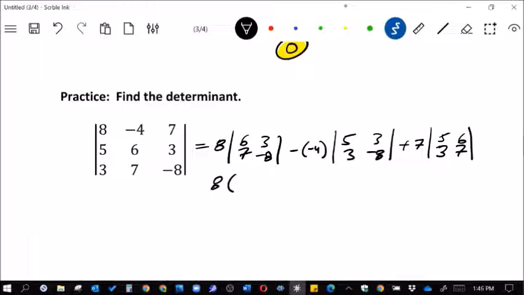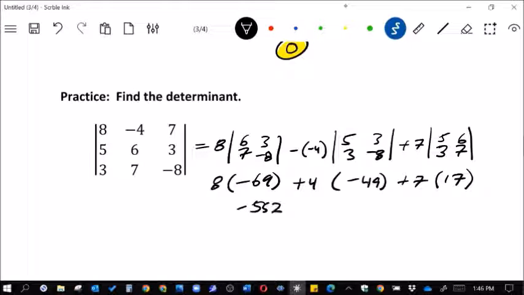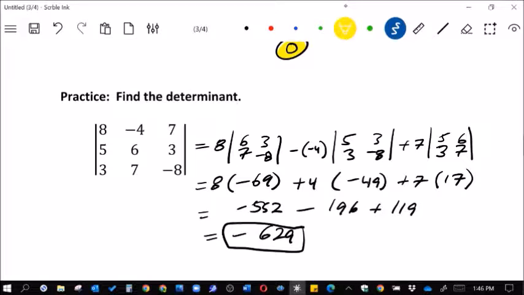So that's 8. All of that comes to -69 plus 4. All of that is -49 plus 7. That's 17. So that's -552 minus 196 plus 119 comes to a total of, let me put equals here, equals -629. That's the determinant for this 3x3 matrix.